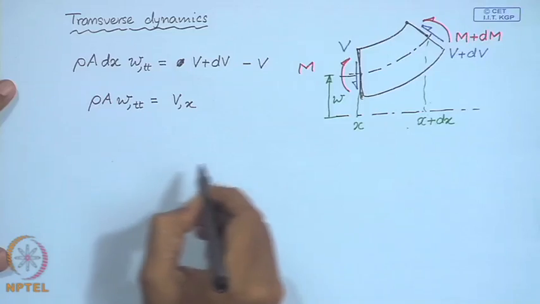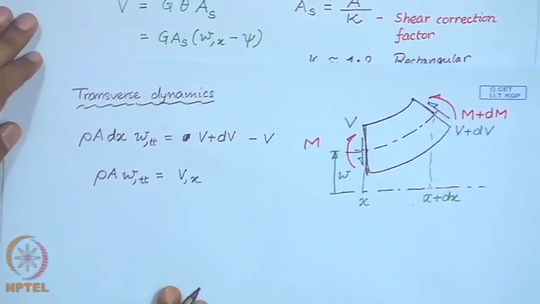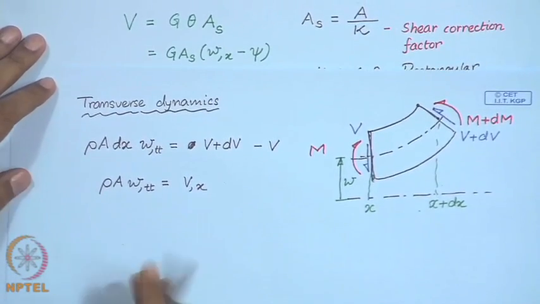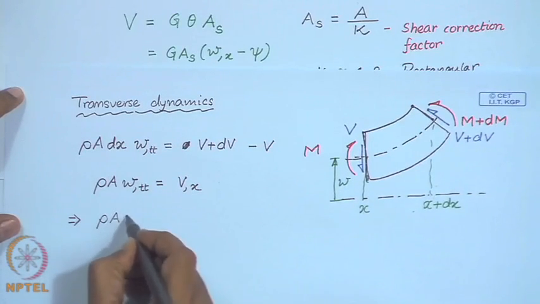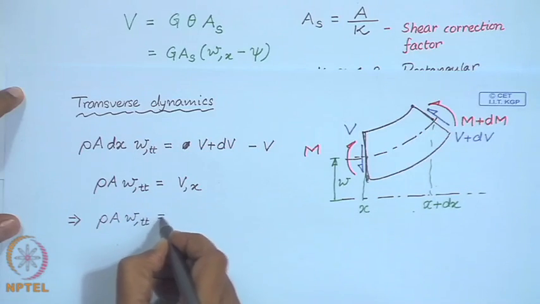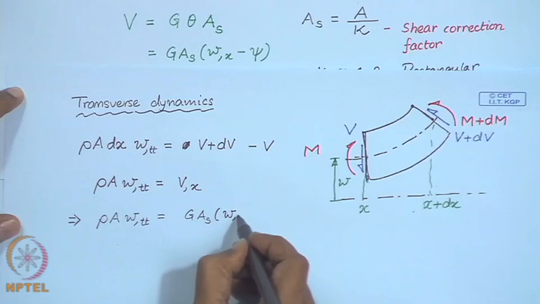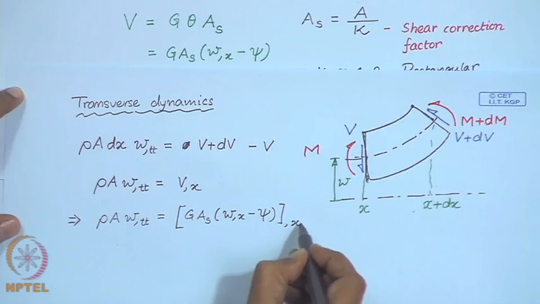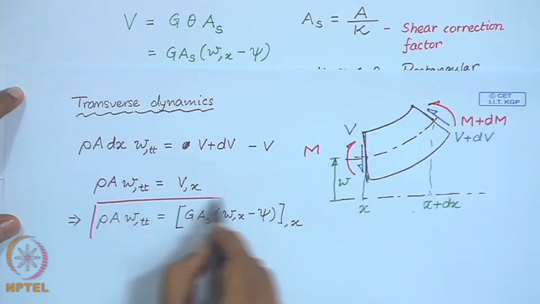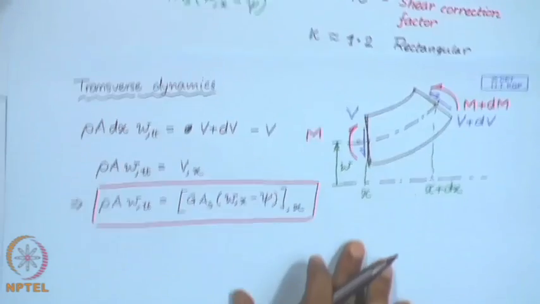now we know this expression of V. So, introducing this expression here, so this is our equation of transverse dynamics for this element. Now, the next thing is the rotational dynamics.